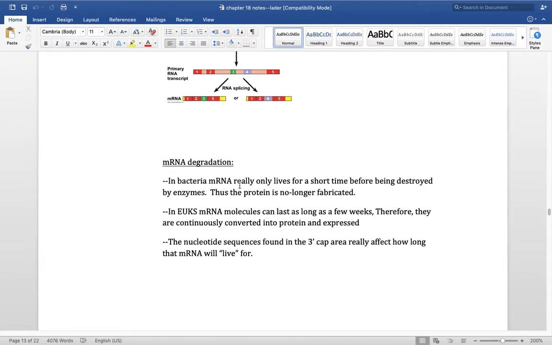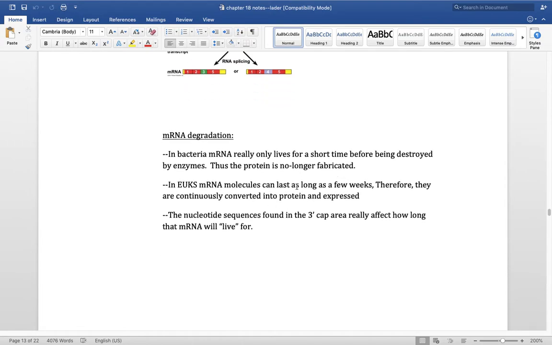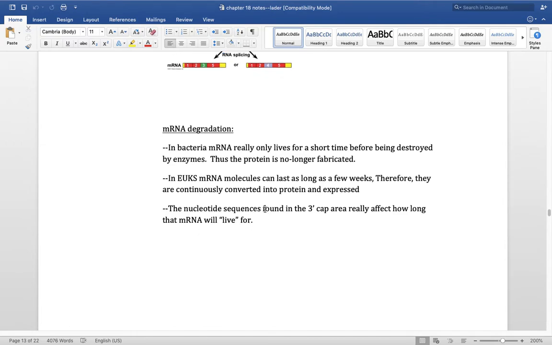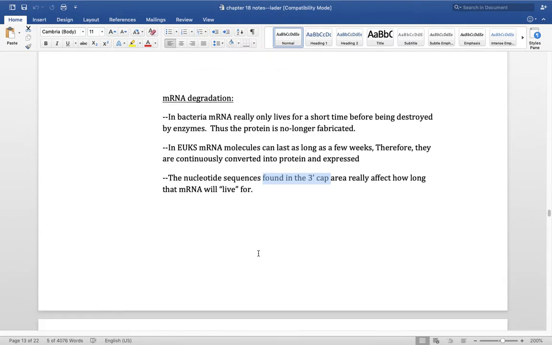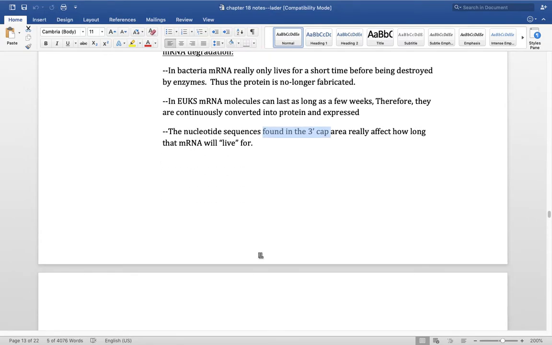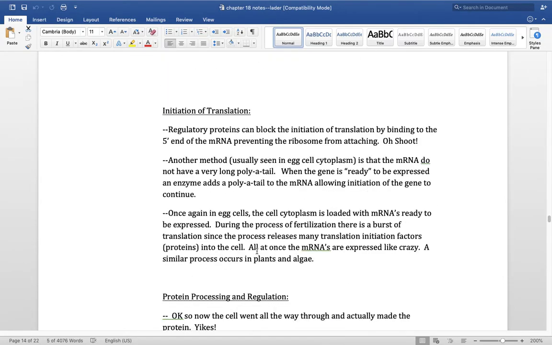So it says in bacteria, mRNA only lives for a very short time because it doesn't have a cap and tail. In eukaryotes, mRNA molecules can last as long as a few weeks. I've heard that. Some maybe say a little bit less, but okay. Therefore, they're continuously converted into protein. The nucleotide sequence found in the 3' cap area really affects how long the mRNA will live for, how long that cap is, basically. You don't really need to memorize anything here. I'm just trying to give you some other ideas of how we go from transcription to translation and what can interfere with it. That's what we're trying to do.